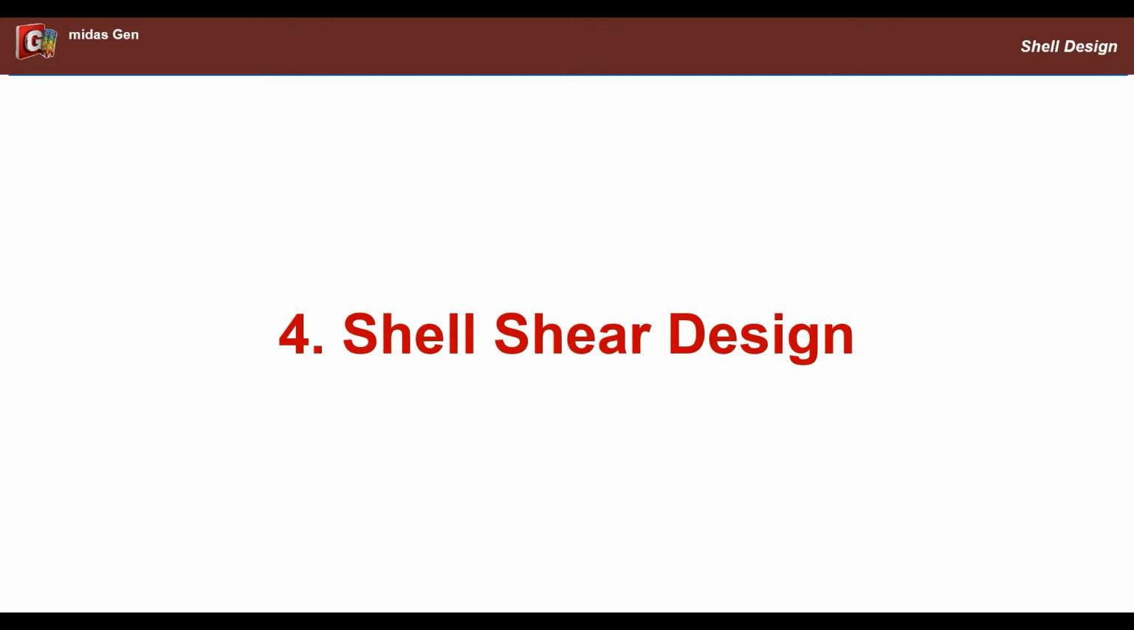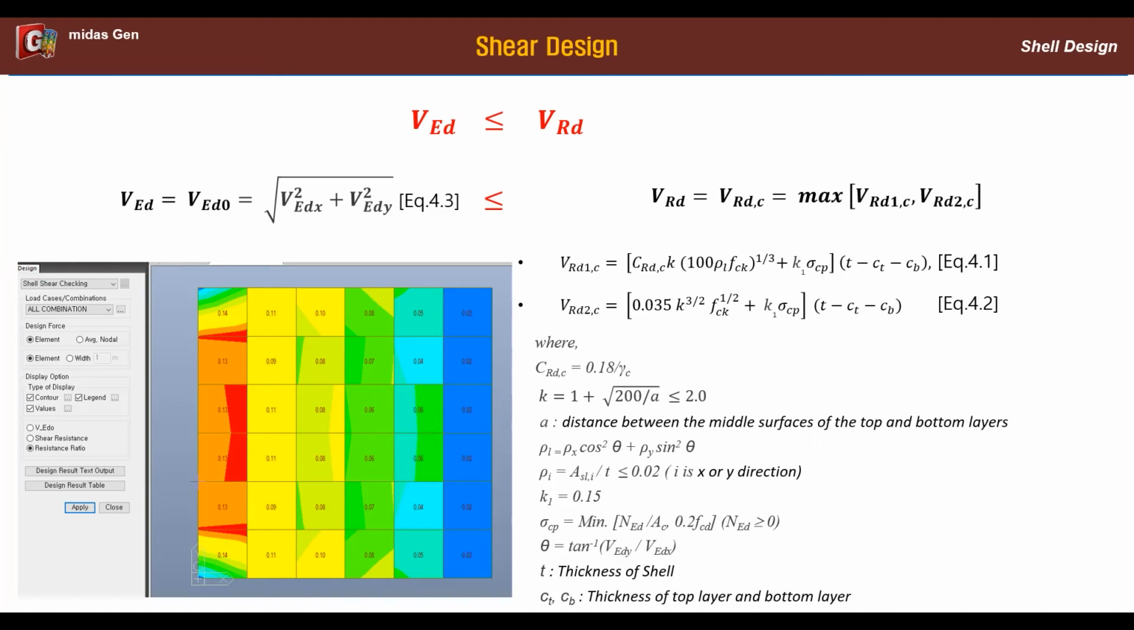Next is the shell shear design. Shear resistance of the section, VRD, should be greater than the design shear force for the section, VED. To satisfy the limit state of shear resistance, the following condition should be met: VED is equal to or less than VRD. Take a look at the VRD, the shear resistance. The shear resistance of shell elements is being reviewed only for the shear resistance of concrete. So it is applied that VRD is equal to VRDC.